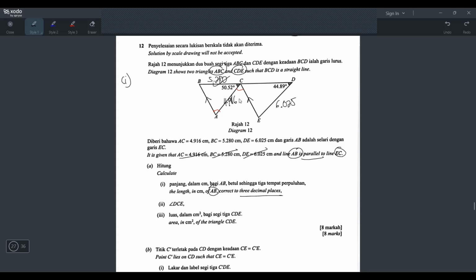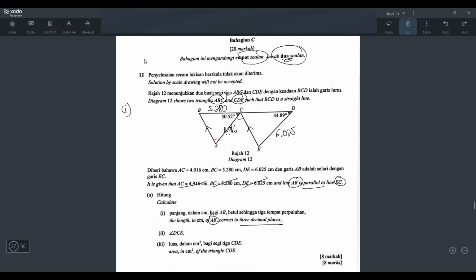When they give you two sides and one included angle and ask you to find the remaining side, you need to use cosine rule for this case. And I will write the formula down. This is the cosine rule formula: a squared equals b squared plus c squared minus 2bc cos A.